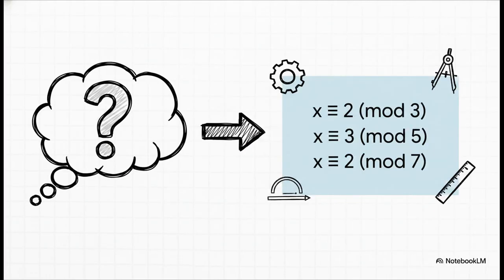Okay, so with that in mind, let's reframe our riddle. What you're looking at here is the proper mathematical way to write it. That symbol with the 3 lines, it just means congruent to, which is really just a fancy way of saying has the same remainder when you divide. So we're looking for some number, x, that acts like a 2 in a mod 3 world, like a 3 in a mod 5 world, and a 2 in a mod 7 world. It's the exact same problem, just written in math speak.